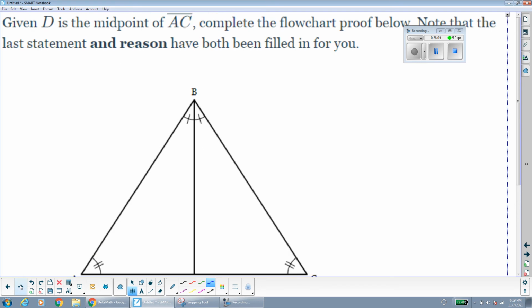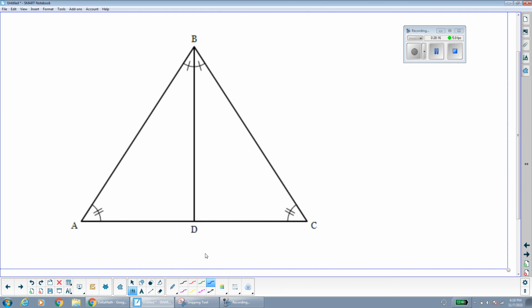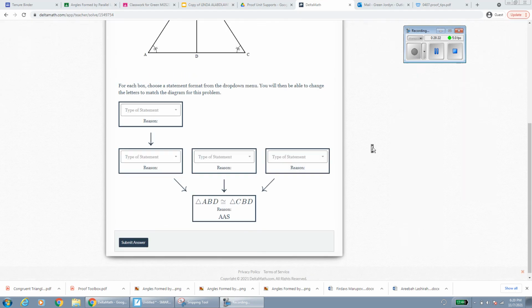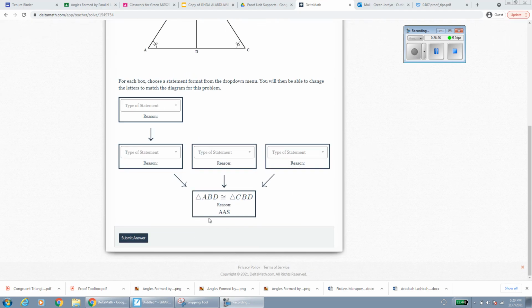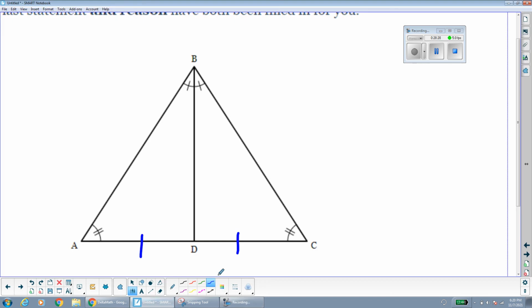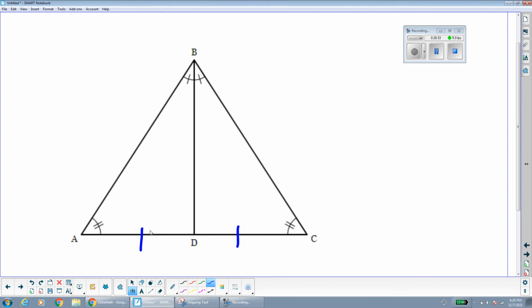So given D is the midpoint of AC. So I already know D is the midpoint of AC. So let me find D. It's the midpoint of AC, so I know it's turning AC into two equal or congruent parts. If you take a look at Delta Math, they want us to prove the triangles congruent by AAS. That's what they tell us. So we already have it. Based on our givens, we already have angle, angle, side, angle, angle, side. So that one was a little bit simple.